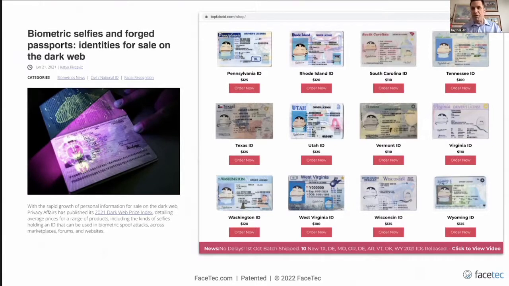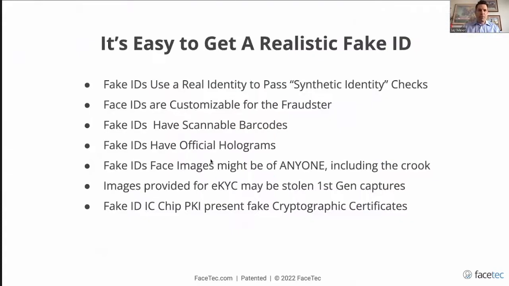This is a snapshot of a service where you can actually buy fake IDs on the dark web. And the thing is that these fake IDs are very realistic. Okay, they either use real legitimate people's identities, stolen identities, or they can create a synthetic identity. Fake IDs use real identities to bypass synthetic identity checks. And that's one of the enabling tools for criminals, right? They're customizable for the fraudster.